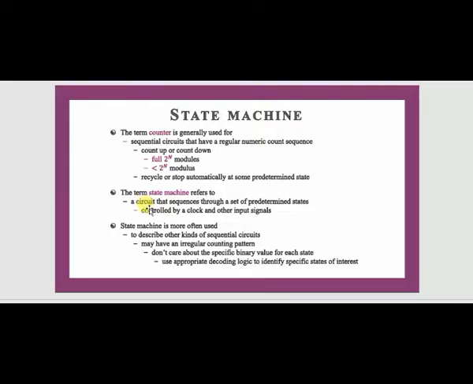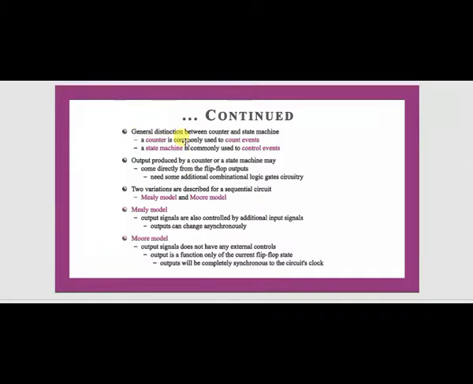When we say the state machine is a sequential circuit, we already know the counter is also a sequential circuit that has a regular numeric count sequence. So what is the difference between counter and state machine? The major difference is that a counter is commonly used to count events. On the other hand, a state machine is commonly used to control events. That's the main difference between counter and state machine.